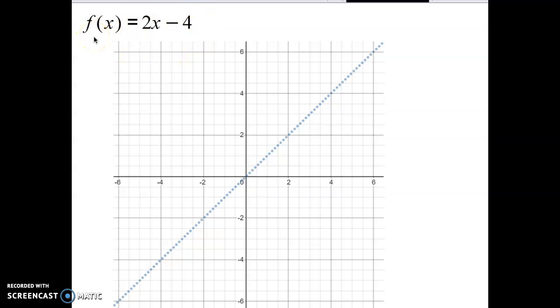Well, what makes it linear is that when you graph it, it makes a line. I have x to the first as my variable right here, so when I graph this, it's going to make a line. This is an example of a linear function. So let's graph this one.